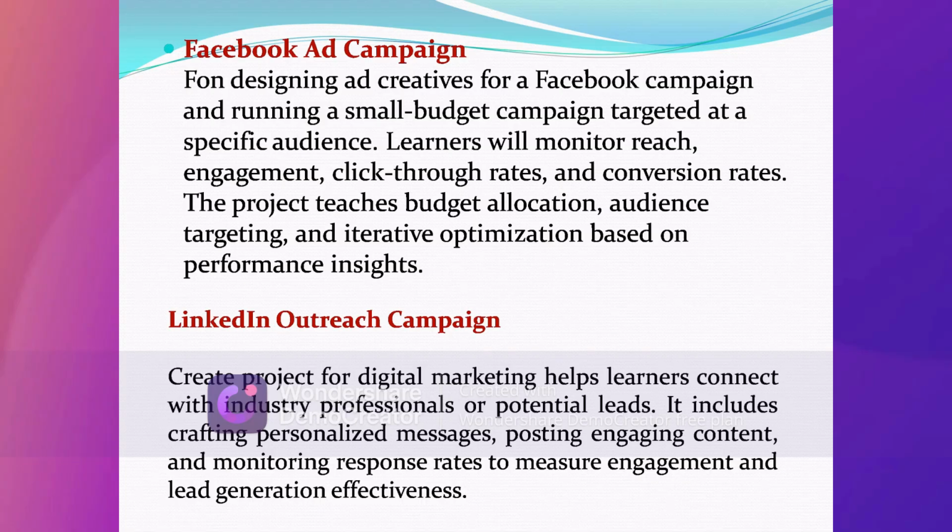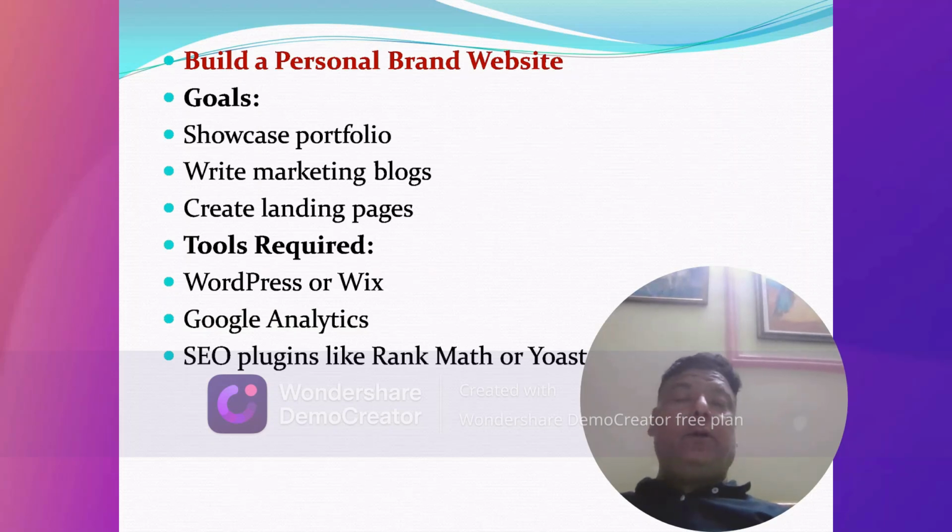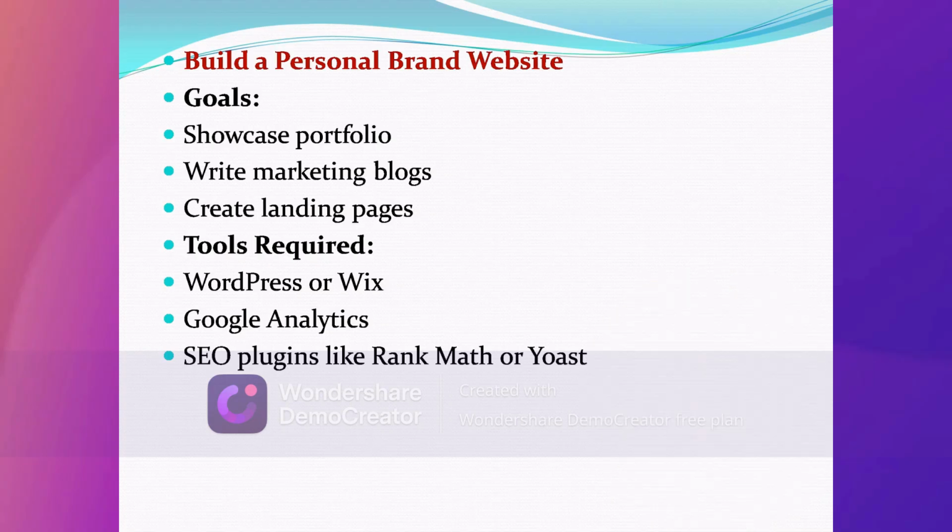You can create a personal website, set your goals, showcase your portfolio, write marketing blogs, and create landing pages. You can use WordPress, as I have discussed. You can go to my previous lecture on WordPress, a very easy tool to create any website. You can use Google Analytics, and SEO plugins like Rank Math or Yoast. This will help you make a technically sound website, and your content writing skills will definitely help with search engine optimization. So you can plan a brand, create a portfolio, and promote it as a project.